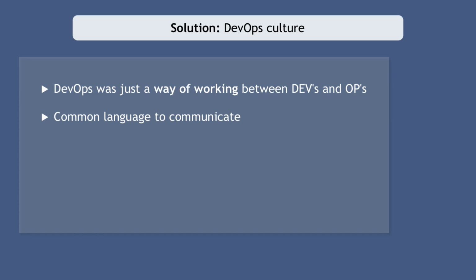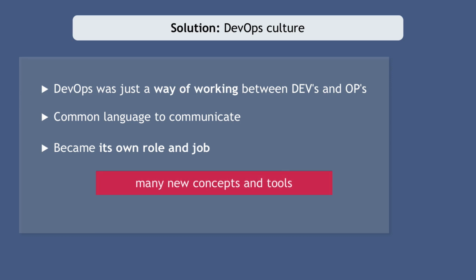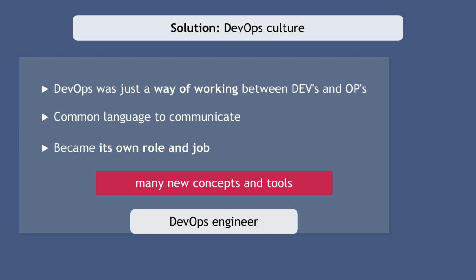And that culture eventually became its own role and job description because it started to encompass so many different concepts and also tools in order to enable that effective communication that soon people realized it could actually be its own dedicated person or a team because it would require a whole new set of competencies that neither developers nor operations could cover in their own roles. And that's how DevOps kind of evolved.